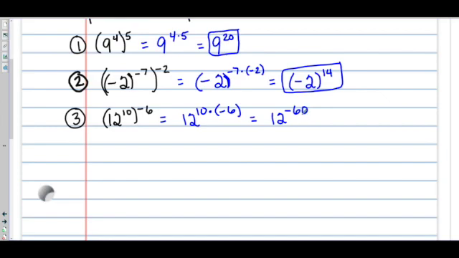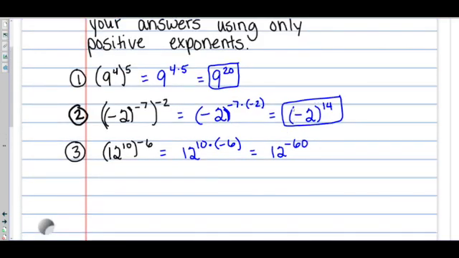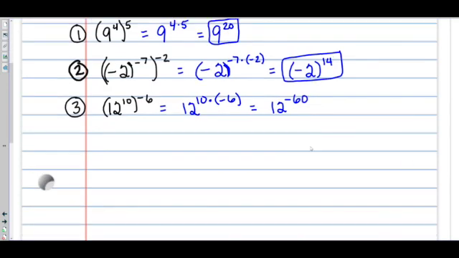Now, do you remember yesterday's rule with negative exponents? The directions here say keep your answers using only positive exponents. So you cannot leave this answer. So we're going to use yesterday's rule about negative exponents, and we're going to send this to the bottom. So it becomes 1 over 12, and then the exponent becomes a positive exponent, the 60th power.